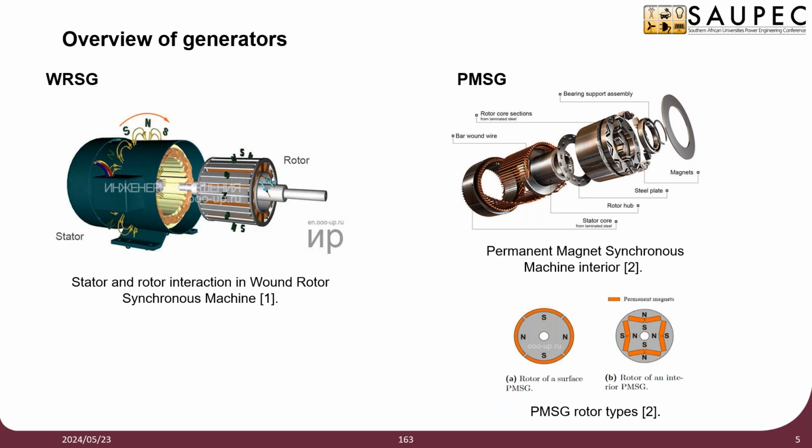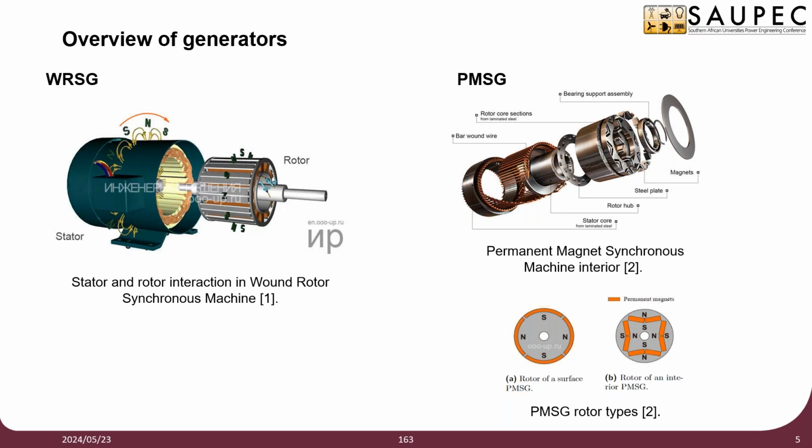PMSGs and WRSGs each have their own advantages and disadvantages. The size and weight of PMSGs make them suitable for weight-sensitive applications, but they are often made from rare earth metals that are expensive. They can be used for both fixed speed and variable speed systems. However, they require careful synchronization during startup and precise voltage regulation due to their sensitivity to operating conditions.